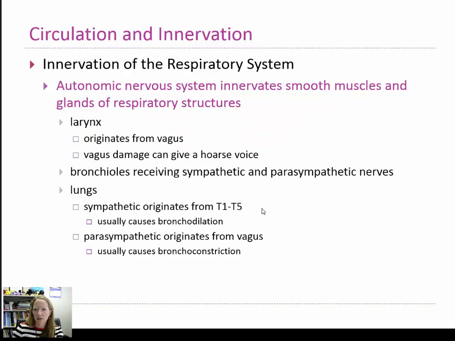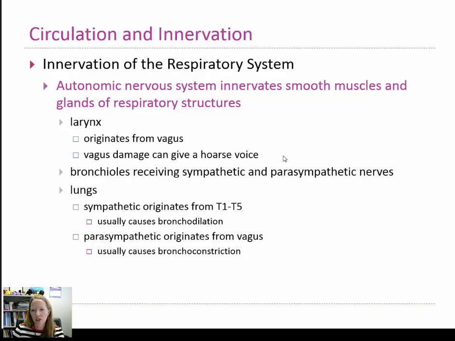As far as innervation, it's the autonomic nervous system, because again, these are visceral internal organs, so it's going to be mainly an autonomic nervous system. It's going to innervate smooth muscles and glands. So we're not talking about innervating the skeletal muscles of the larynx, or those that help us move different skeletal muscles over there. This is mainly looking at innervating the smooth muscles and glands of respiratory structures.